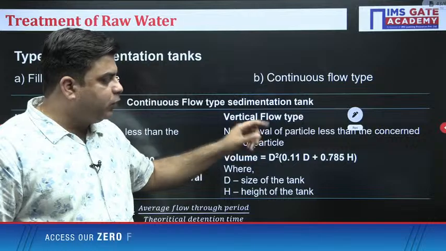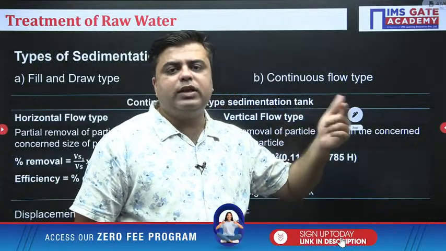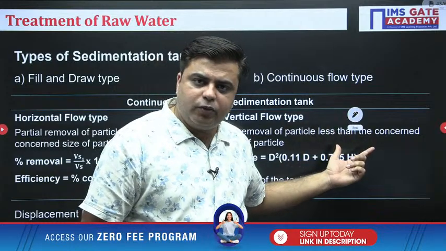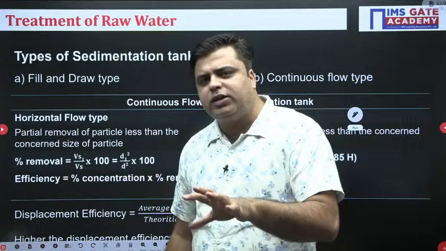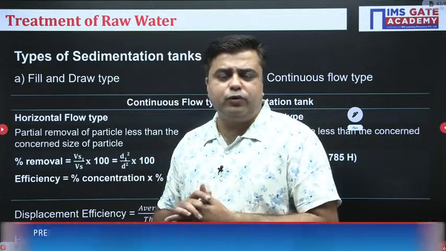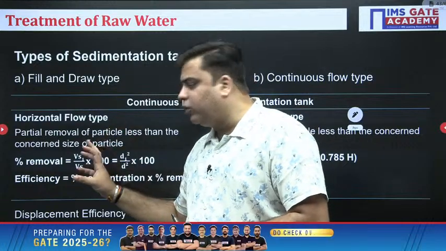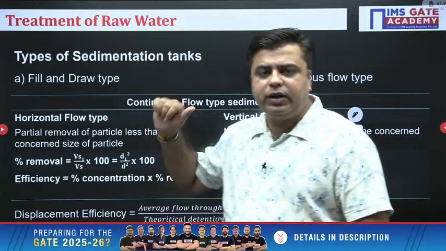In a vertical flow type tank, only those solids which have size equal to or more than the concerned size will be completely removed. And for a horizontal flow type tank, even some solids having lesser size than the concerned size are partially removed. So eventually, a horizontal flow type tank will have more sedimentation efficiency than a vertical flow type tank.